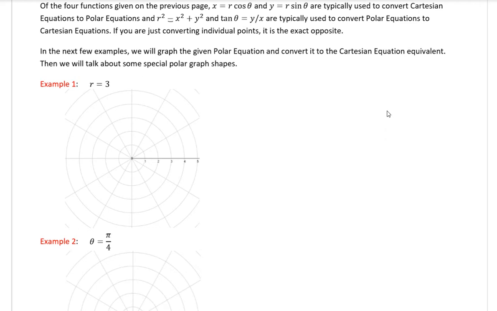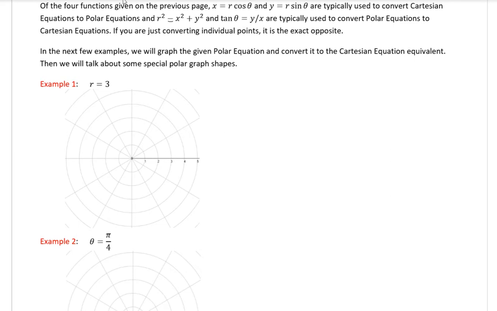So the first two examples are both instances where I just have a single variable. Kind of like if I were to have x equals 2 or y equals -1. We recognize these as both horizontal and vertical lines. If I have r equals something or theta equals something, we need to know what this represents in a polar system.